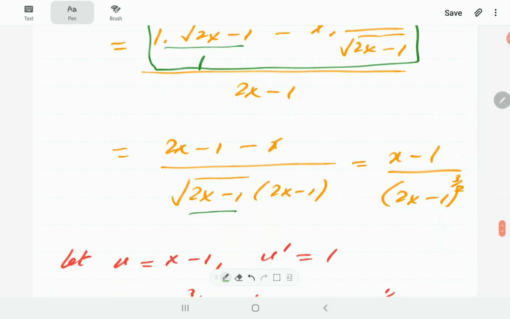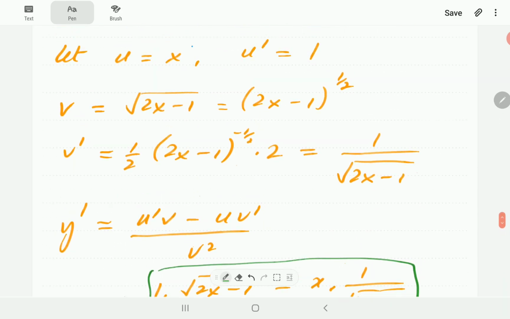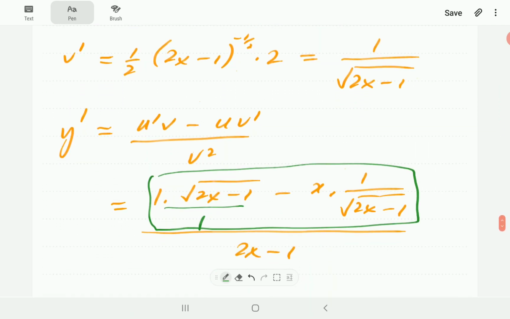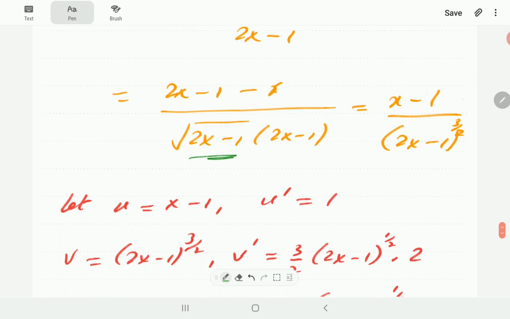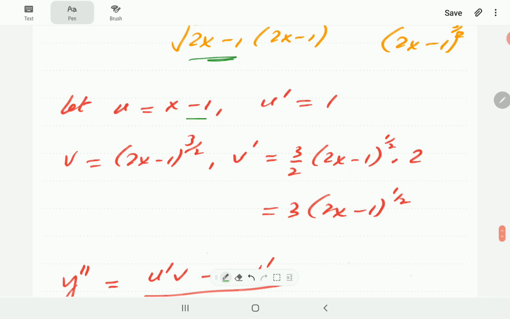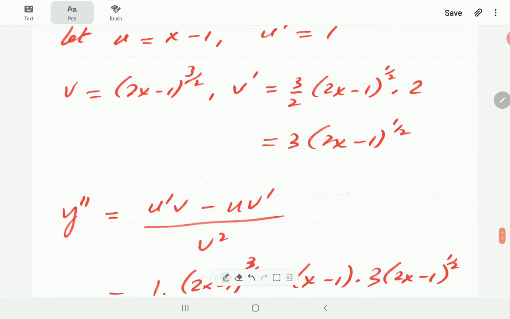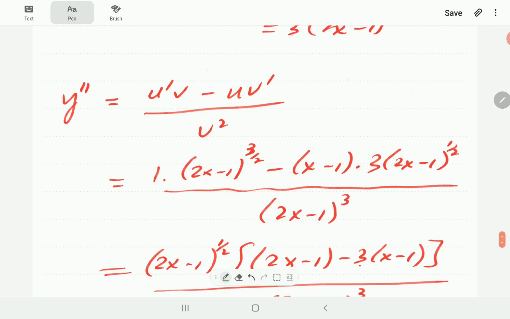So again, we're going to write that as a single fraction. The LCM is this one, and when we work this out, the numerator works out to x minus 1, and the denominator works out to that. We still have to differentiate this again, so remember that's just y prime. Since it looks like this and there's x there, we're going to use the quotient rule, of course. So u is x minus 1, u prime is 1, and v is going to be 2x minus 1 to the power 3 halves. We differentiate this, we get 3 into 2x minus 1 to the power 1 half. And then we plug it into the quotient rule.